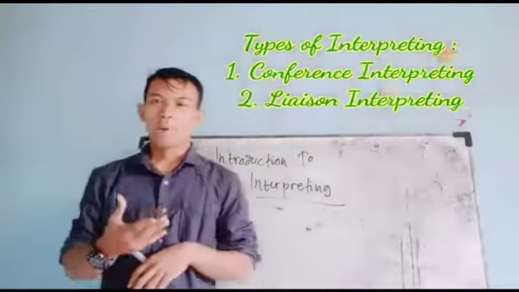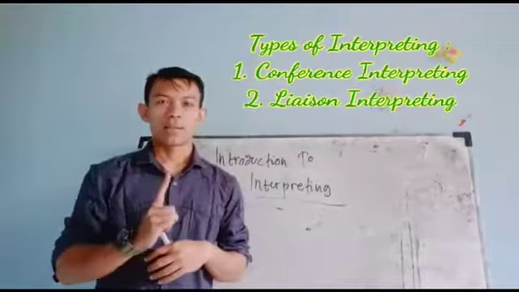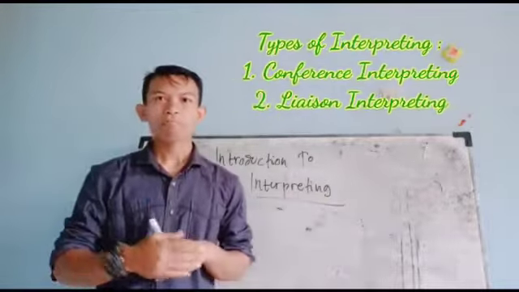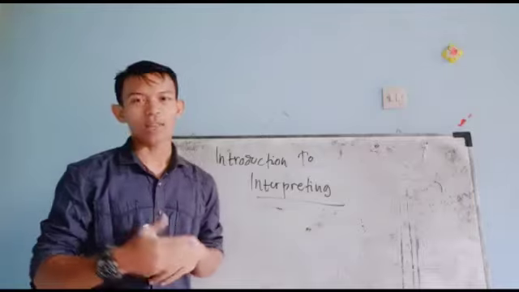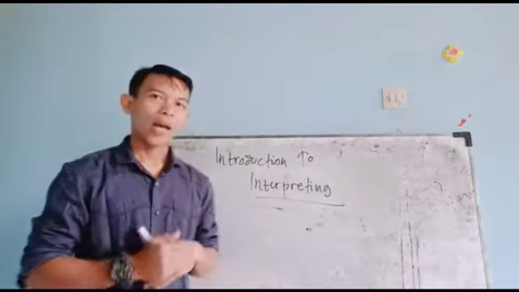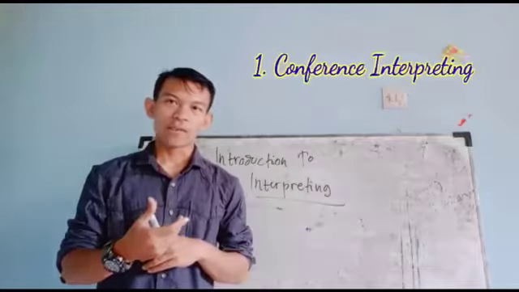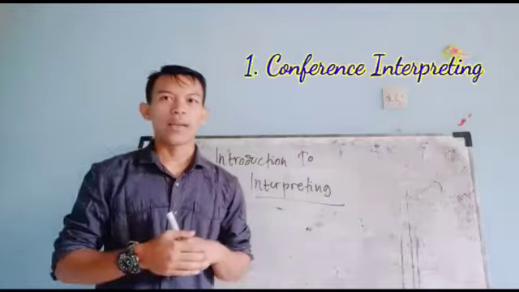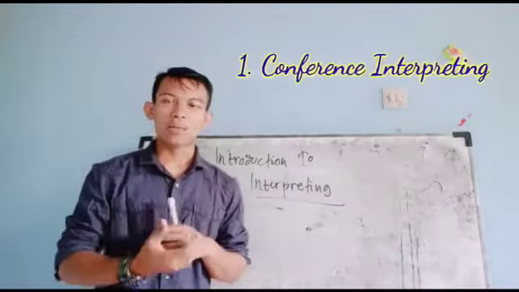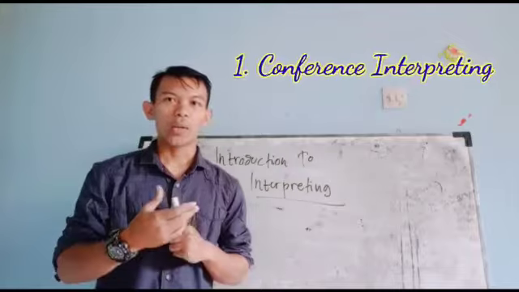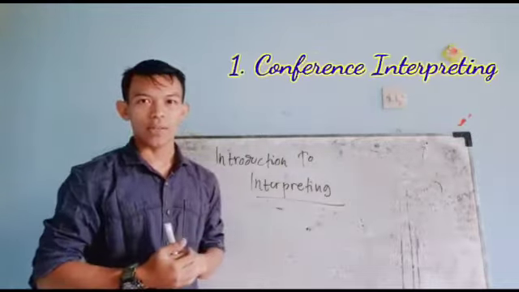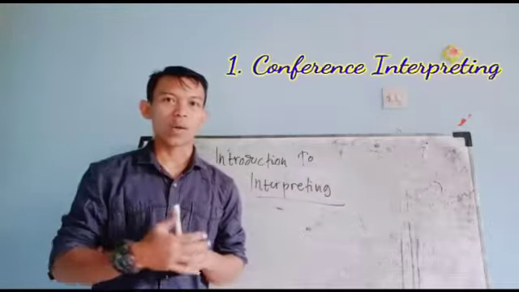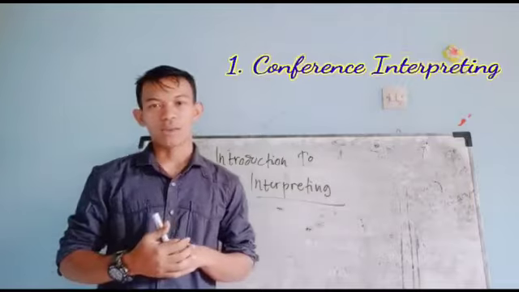Now, types of interpreting. The first is conference interpreting. The second is liaison interpreting. How about conference interpreting? A significant advance for conference interpreters came immediately after World War II with the Nuremberg war crimes trials. New technology allowed experiments with simultaneous interpreting. Interpreters sat in sound booths and relayed their message through earphones to listeners in the courtroom.